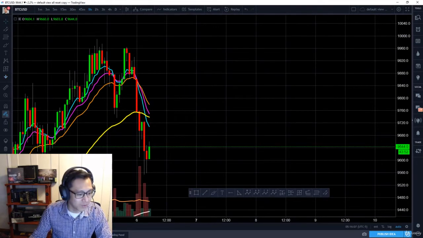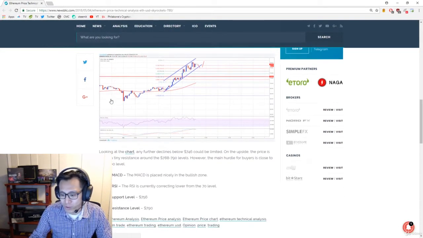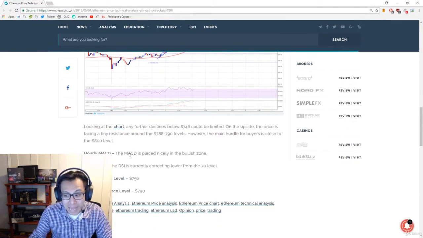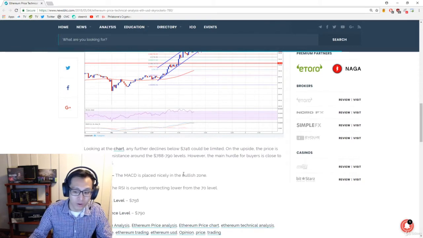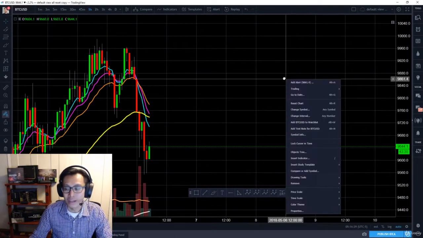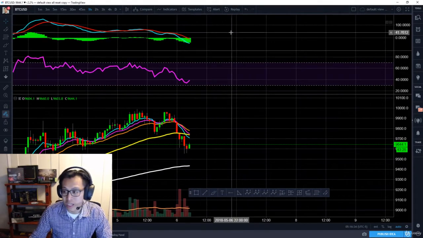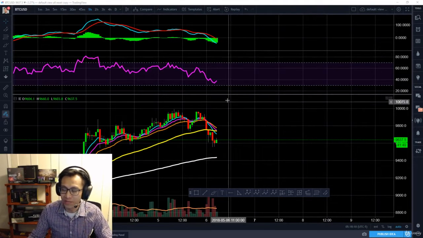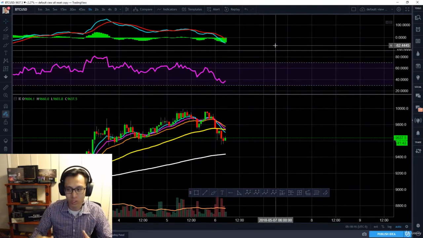So let's get into some even more terminology about what they're talking about. So now they're just talking more about the same things there, right? So now let's go down even more here. The hourly MACD is placed nicely in the bullish zone, right? So what are they talking about when it refers to the MACD? So the MACD refers to the moving average convergence divergence, okay? It's actually this top one right there. So the MACD, in very brief detail, what it does is it refers to the moving average convergence divergence.